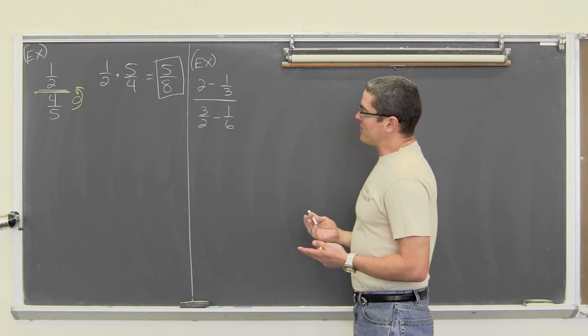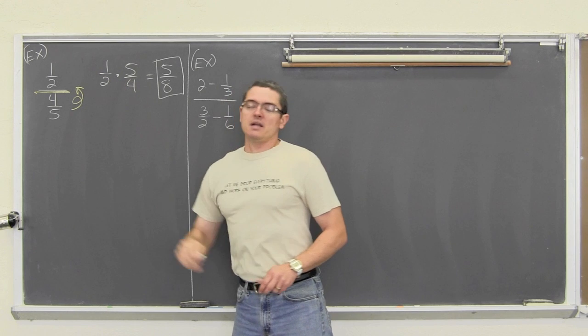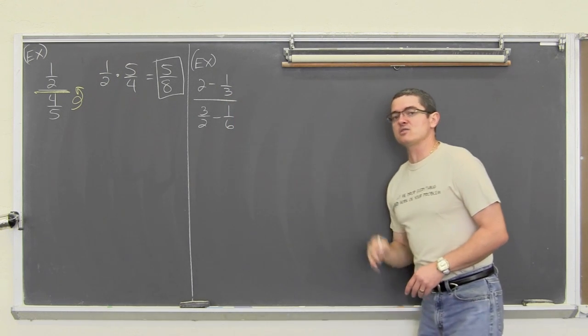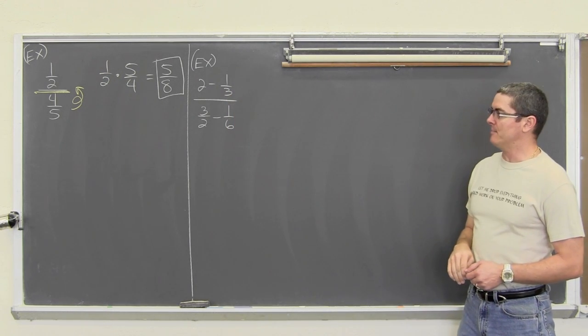Oh yeah, let's not forget you do not need common denominators when you multiply fractions. Just go straight across the top and the bottom.